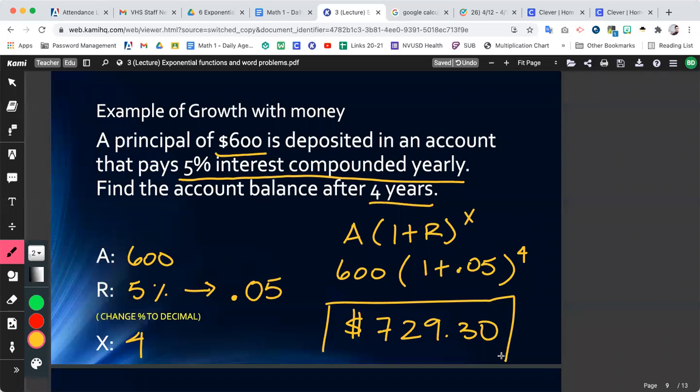Okay. Now on Formative for your homework tonight, you do not have to type in the dollar sign. You could just type in 729.30 and that would be the correct answer. If you leave the dollar sign off, I'm not going to take points away. But I put the dollar sign there so you understand that this is about money.